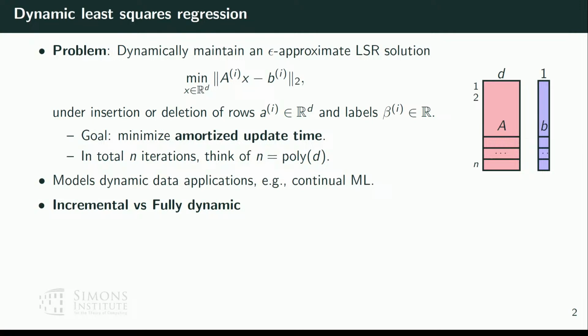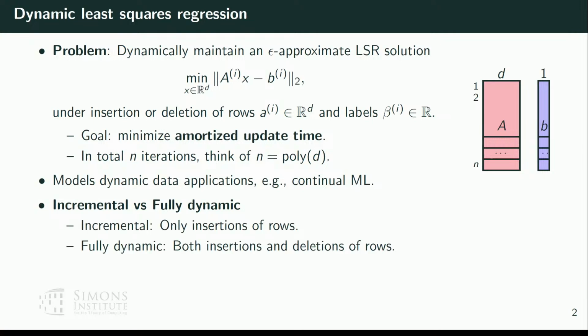Okay, and then there are some important settings that we consider in this paper, which I should define right now. The first is incremental versus fully dynamic. We call the updates incremental if we only receive new rows. So we only collect new data, but we never throw away our existing data. The harder update would be a fully dynamic update, where we receive both insertions and deletions of rows.